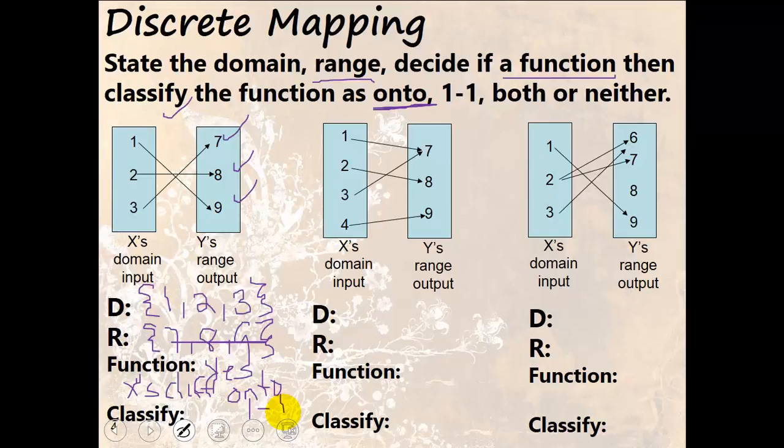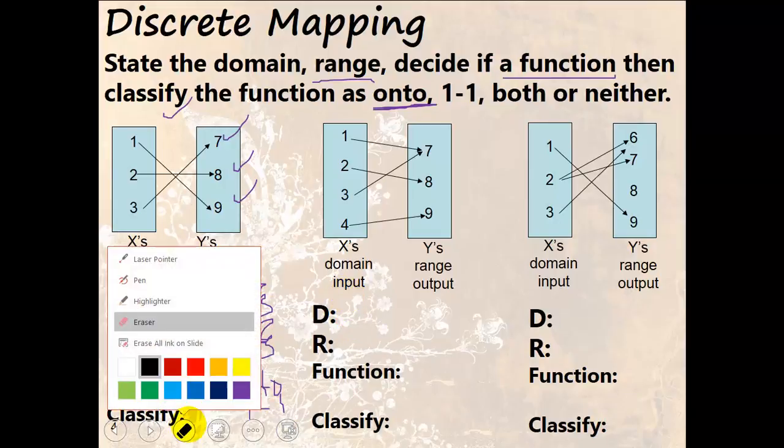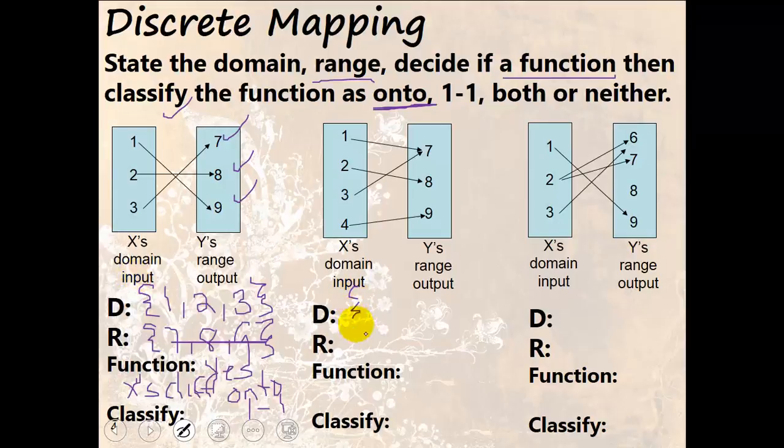Okay, the second example, our domain. Our domain is 1, 2, 3, and 4. The range is the values 7, 8, and 9. Is it a function? Well, every domain value is different. Only one arrow, one line coming out. So this is yes. And the x's are different.